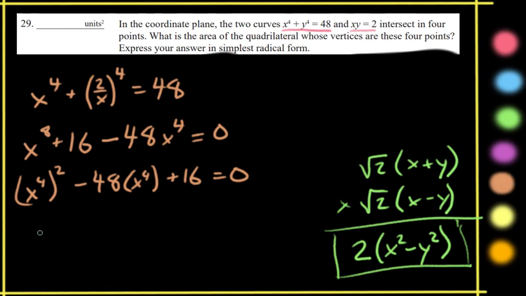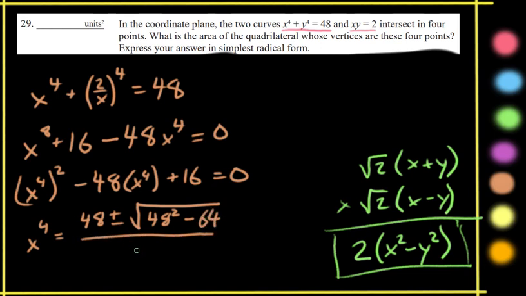So let's see. We have x to the fourth is equal to, we plug it into our quadratic equation, minus b, which is 48, plus and minus the square root of b squared, which is 48 squared, minus 4ac. So 4ac is going to be 16 times 4, which is 64. I divide that all by 2a. A is 1, so this is just divided by 2.